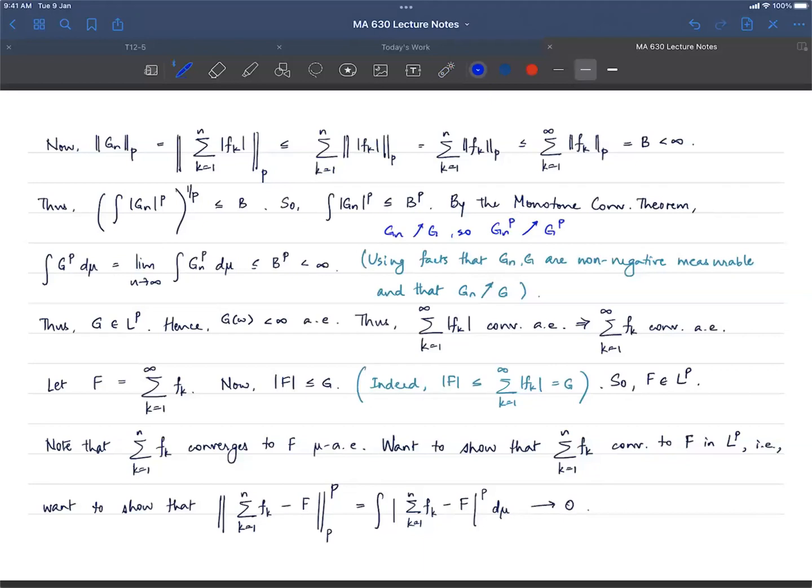Now remember, we're dealing with non-negative measurable functions here. So the integral of g to the p is the limit as n goes to infinity of the integral of Gn to the p. Remember, for any n, the integral of mod Gn to the p is less than or equal to b to the p. So the integral of g to the p d mu, which is the limit as n goes to infinity of the integral of Gn to the p d mu, by the monotone convergence theorem, is less than or equal to b to the p, which is less than infinity. So what does this mean? This means that g is in LP.